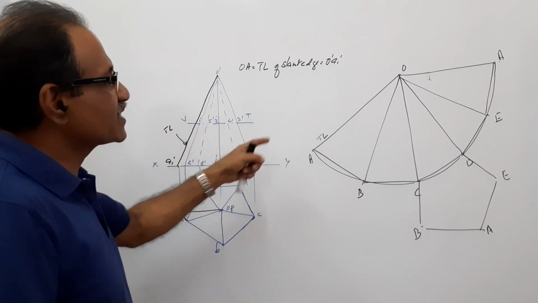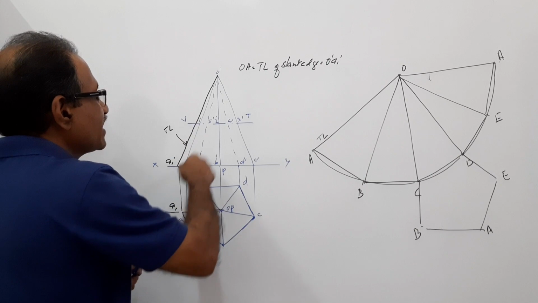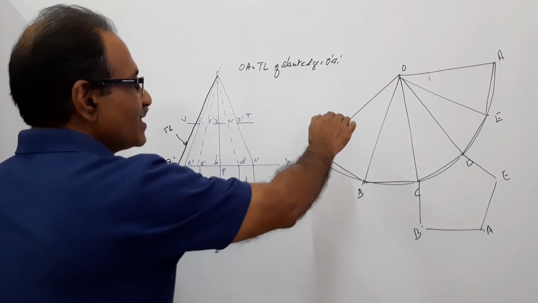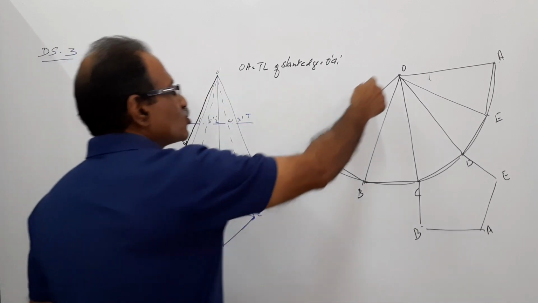Now, what does this cutting make in the development? That's the question. Okay, you have to darken the portion below the cutting plane. When you go there, these points have to be marked. Where is 1? 1 is on OA. So this OA will have 1.